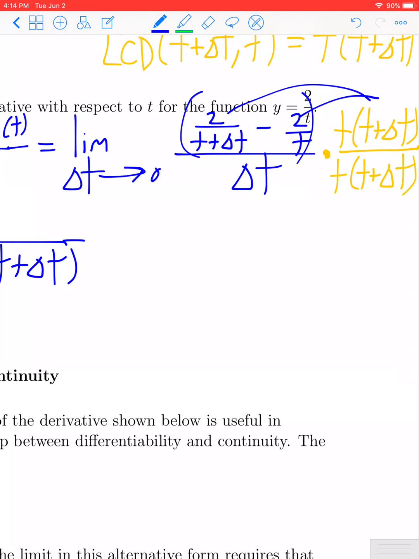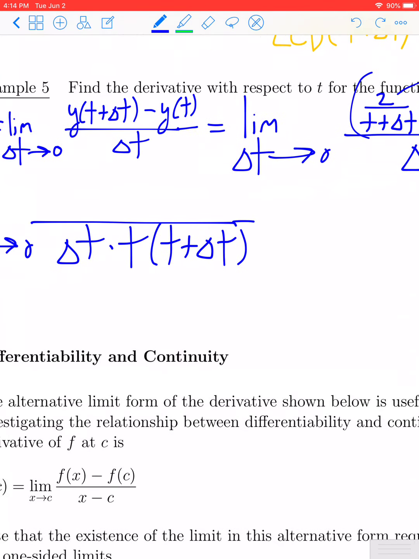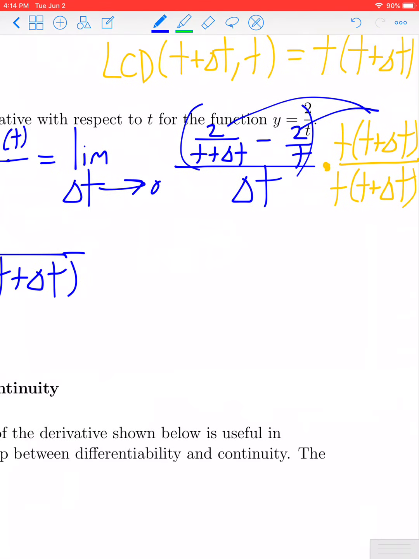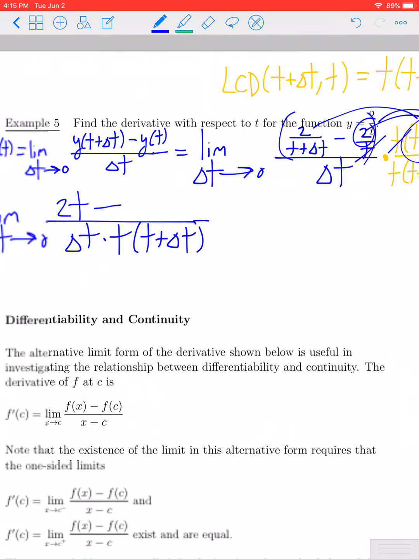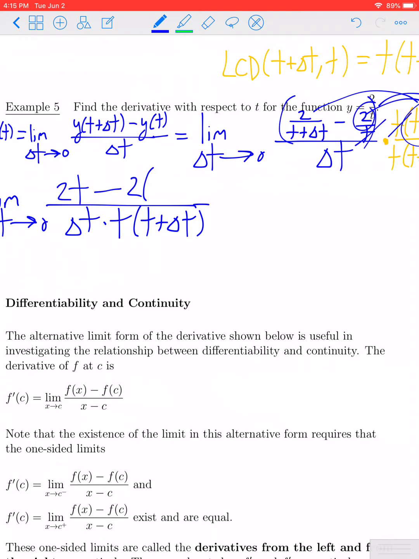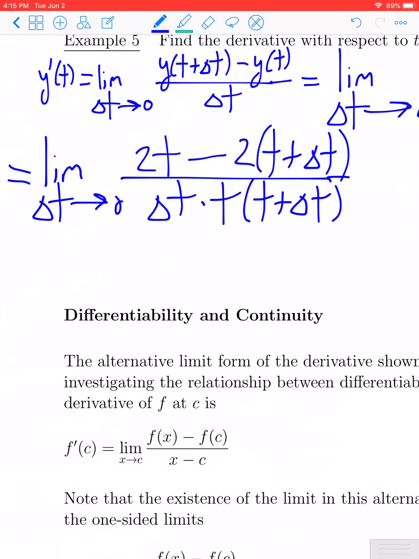When we distribute it to the first term, the t plus delta t's cancel, and so we're just going to get a 2 times t. So we have 2 times t here. Subtract, if I come over here, when we distribute it to the second term, notice that the t's cancel, and we're left with 2 times t plus delta t. And now what that's done for us is that has simplified this complex fraction.